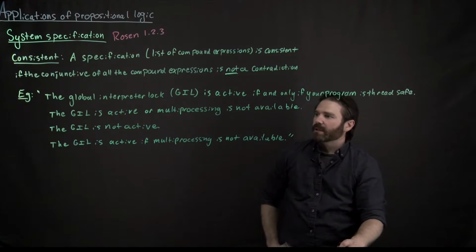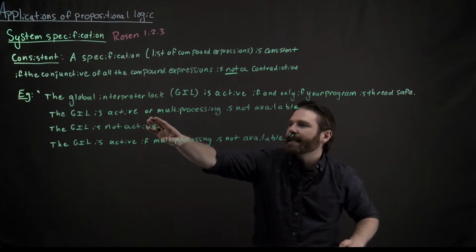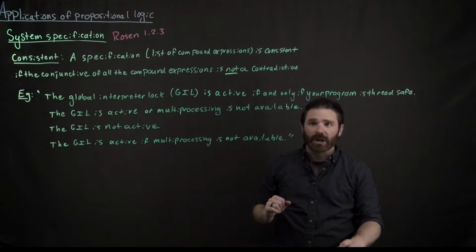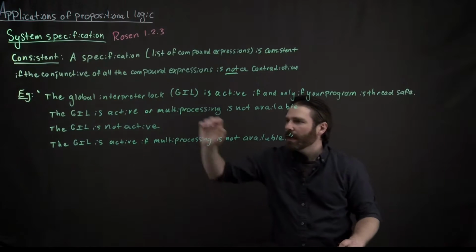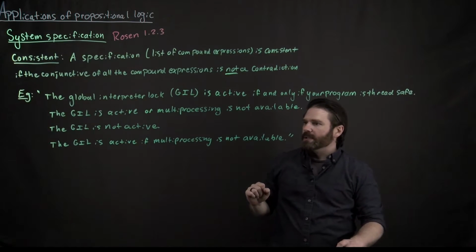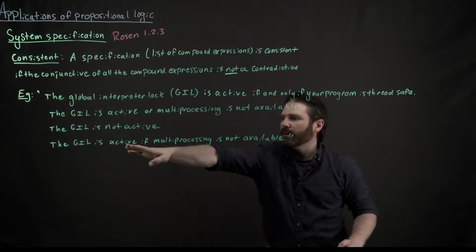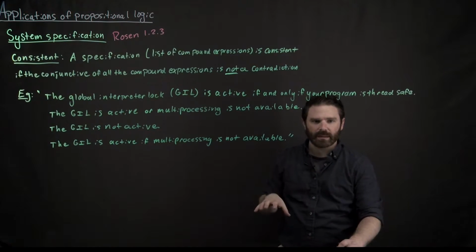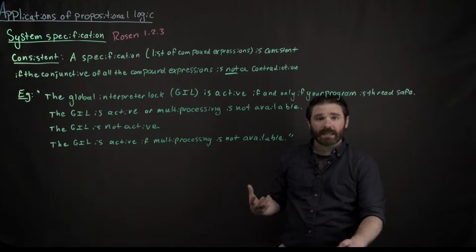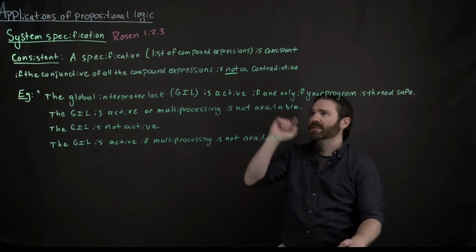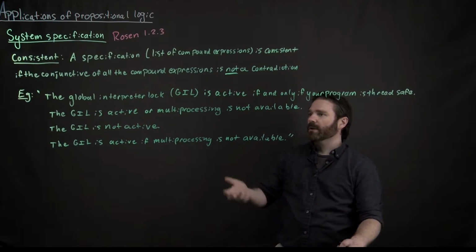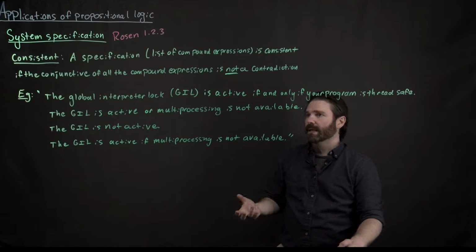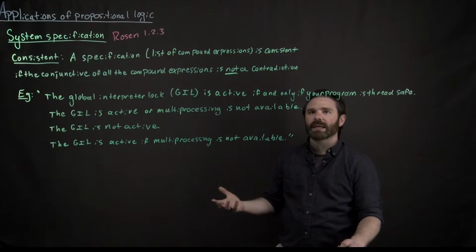Second specification, the global interpreter lock is active or multiprocessing is not available. The global interpreter lock is not active. The global interpreter lock is active if multiprocessing is not available. So once again, I want to translate these things into propositional logic and then see whether or not they are consistent. So again, I'm going to be looking for these keywords.